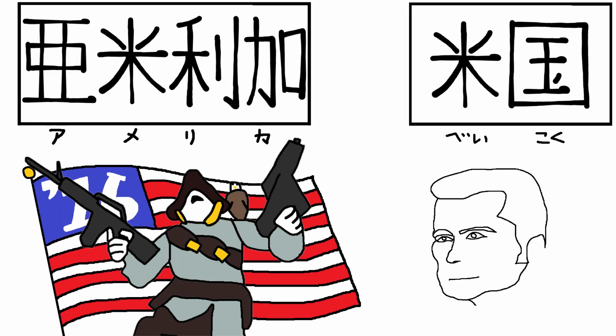The United States is written either like this or like this. The America on the right is just various kanji with the sounds that make the syllables in America. The one on the left, though, is read as Beikoku.